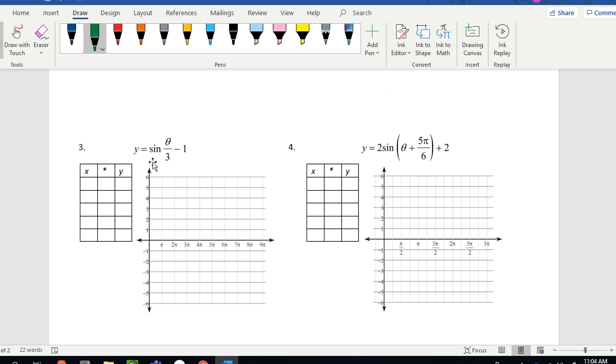This is one of them that I didn't do because it didn't come out real pretty. I can tell you a couple of things about it. I know that I have a midline of -1 because it tells me that. And this is over 3, so this means the period is equal to 2 pi over 1/3, which is 6 pi.